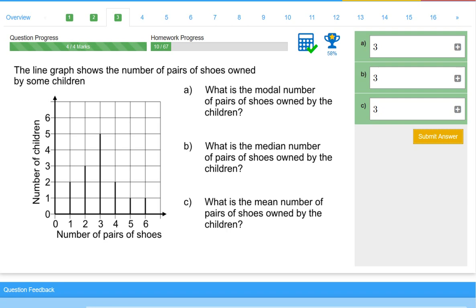For example, I was looking at one person's work last week, and they worked out the mean was 10 pairs of shoes, and they'd made a calculation error. Well, there's no way that the average could be greater than the maximum. No one has got more than 6 pairs of shoes, so it is impossible that the average could be 10. It must be somewhere between 1 and 6.